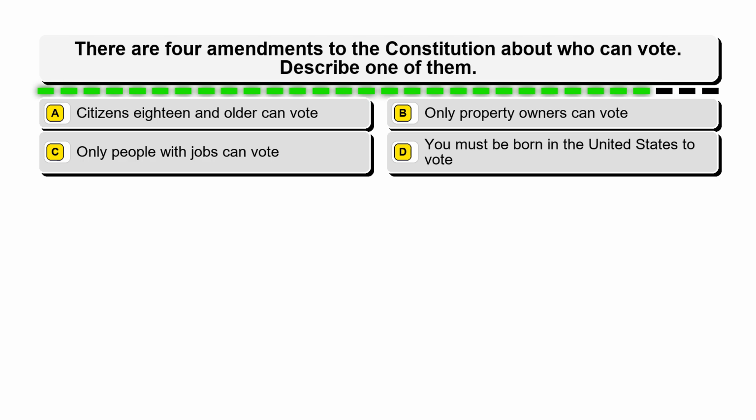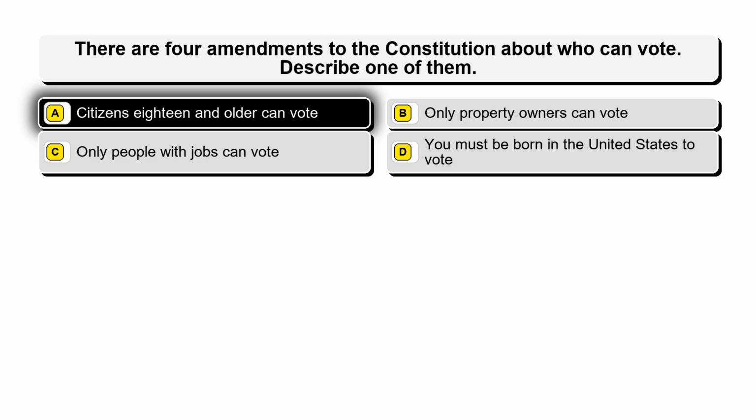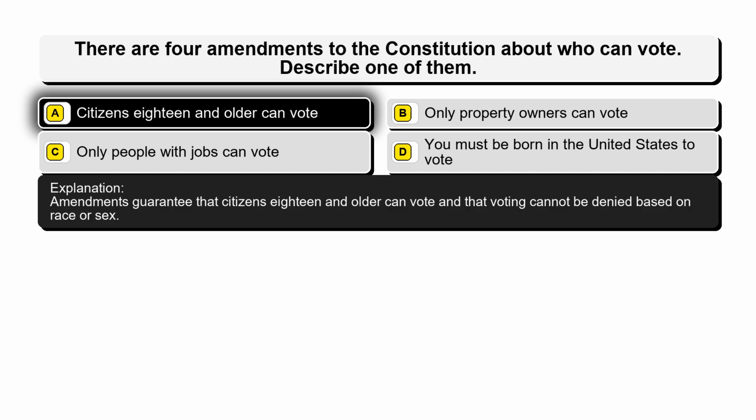Question 116. There are 4 amendments to the Constitution about who can vote. Describe one of them. Option A, citizens 18 and older can vote. Option B, only property owners can vote. Option C, only people with jobs can vote. Option D, you must be born in the United States to vote. The correct answer is option A, citizens 18 and older can vote. Amendments guarantee that citizens 18 and older can vote and that voting cannot be denied based on race or sex.